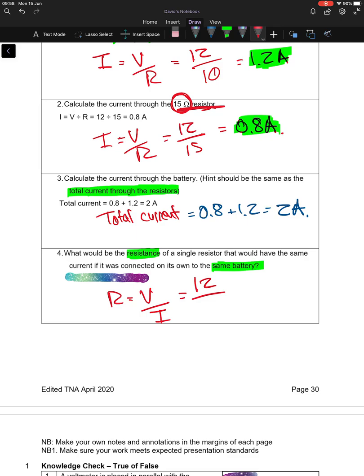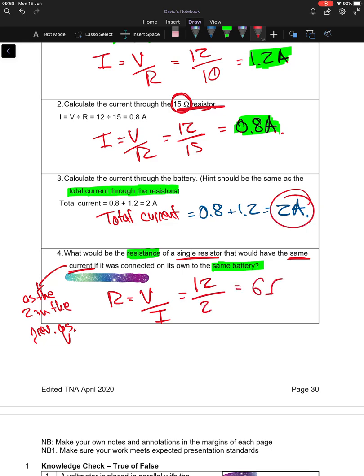Now, what would be the resistance of a single resistor that would have the same current if it was connected on its own to the same battery? So a single resistor that has the same current as the two in the previous questions, which is 2 amps. So it becomes 12 divided by 2 equals 6 ohms. Good. So make sure you've got those down.